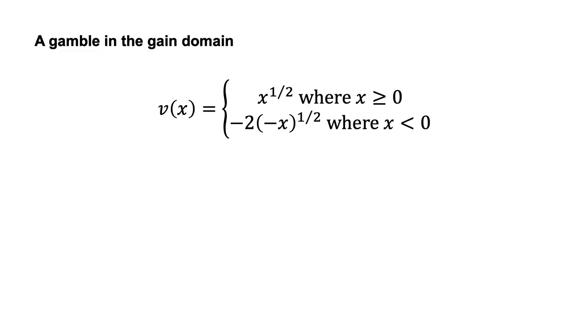Suppose Bill has the following reference-dependent value function. V of x equals x to the power of 1/2, where x is greater than or equal to 0, and negative 2 times the negative of x to the power of 1/2, where x is less than 0. X is the change in Bill's position relative to his reference point. What feature of Bill's value function leads to the reflection effect?